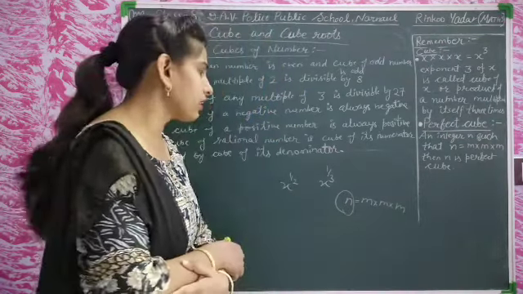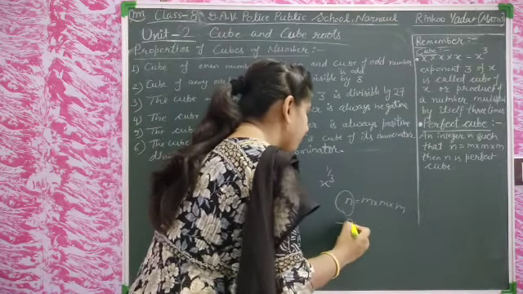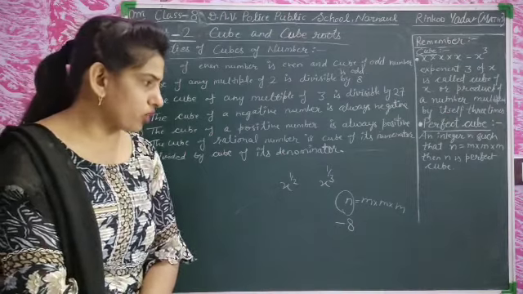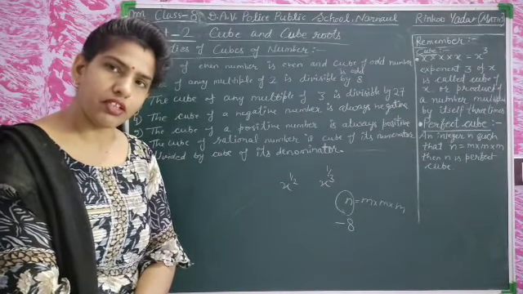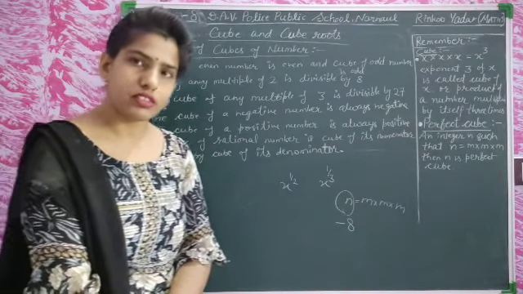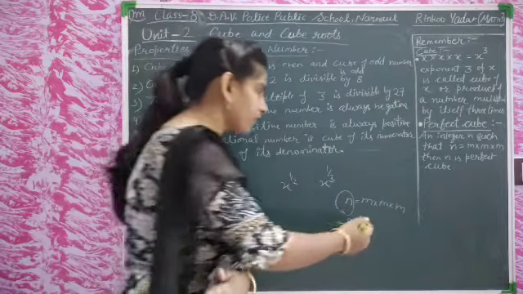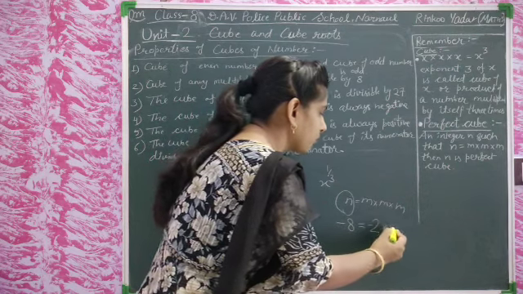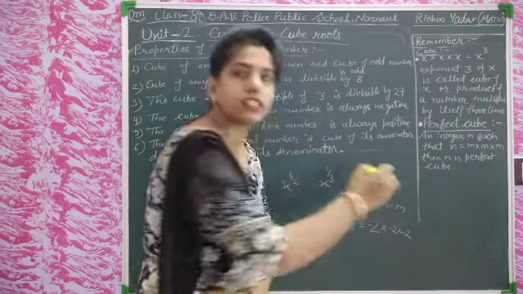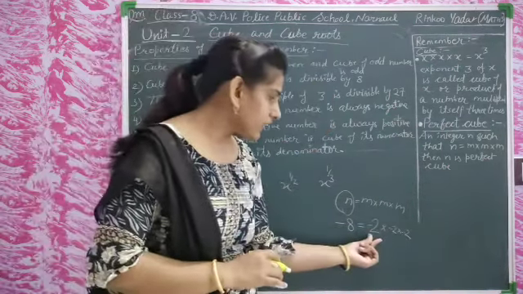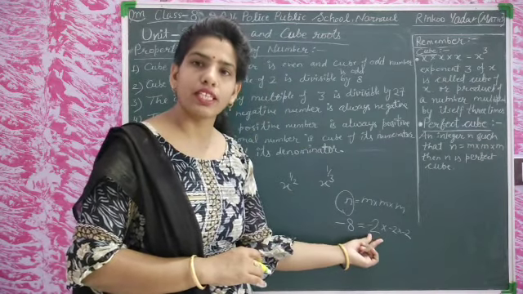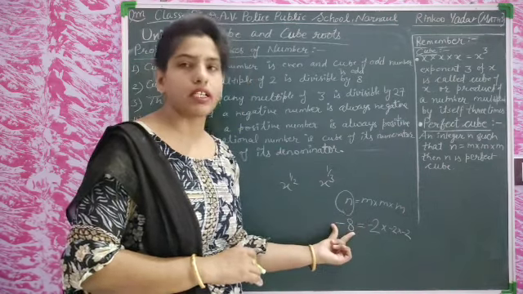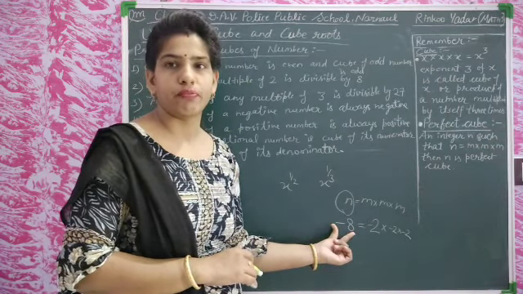Suppose we have the number minus 8. Yes, this is an integer. Is it possible to find the m here? Yes, we can find it. Minus 8 is equal to minus 2 into minus 2 into minus 2. It means the number minus 2 can be found here. So this number is a perfect cube.